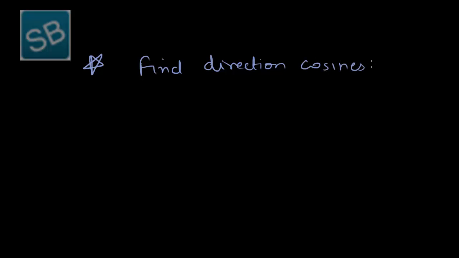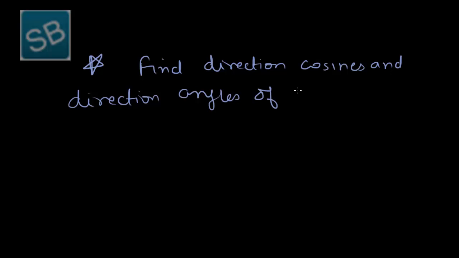Now we will discuss some problems which are based on direction cosine and direction angle of a vector. So the problem is here: find direction cosines and direction angles of the vector √2 i minus j plus k.